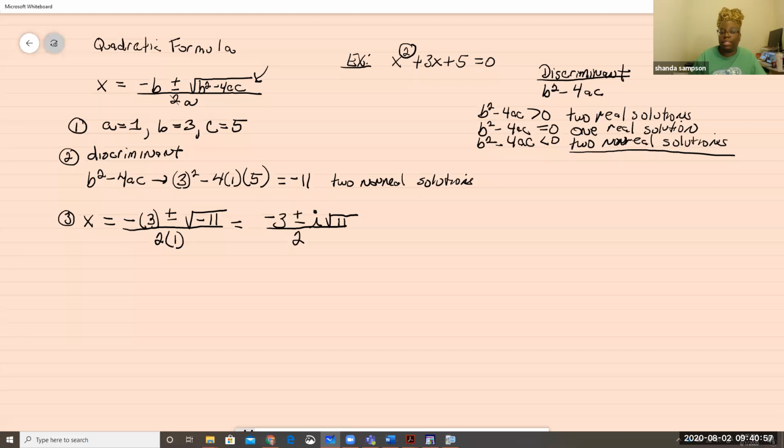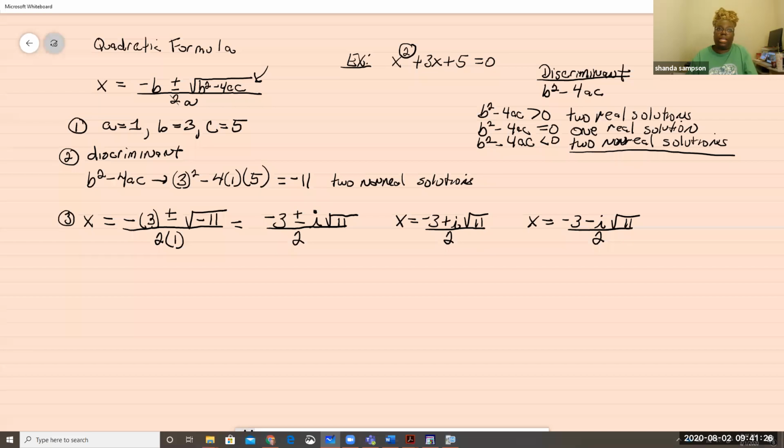Now the plus or minus indicates that there are 2 answers, but just like when I showed you how to do completing the square, I'm going to write this as 2 answers. My first answer is going to be x is equal to negative 3 plus i radical 11 all over 2. And x is equal to negative 3 minus i radical 11 all over 2.